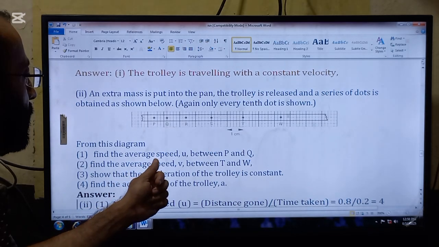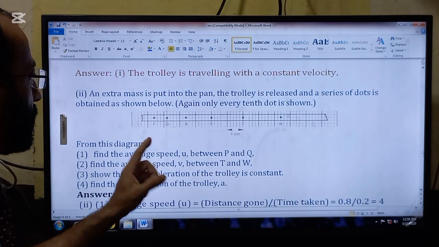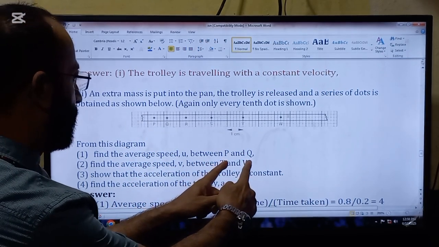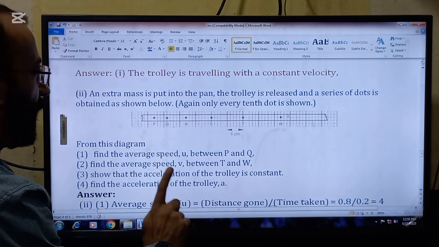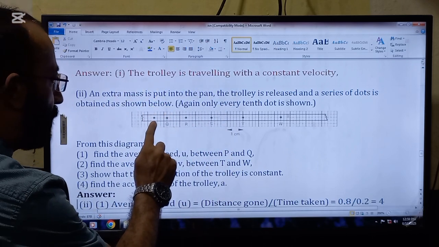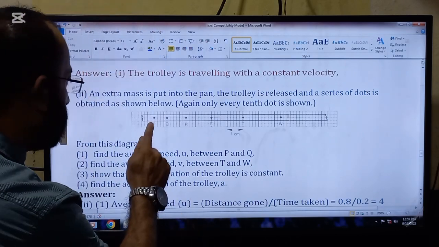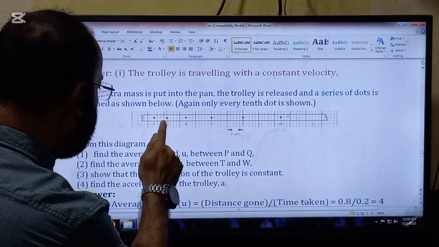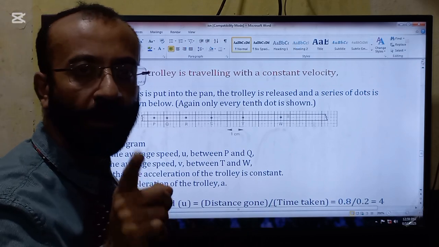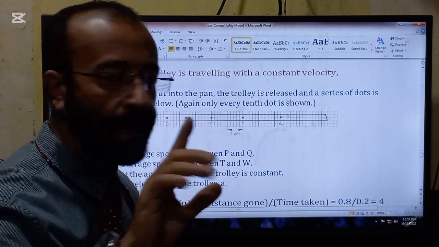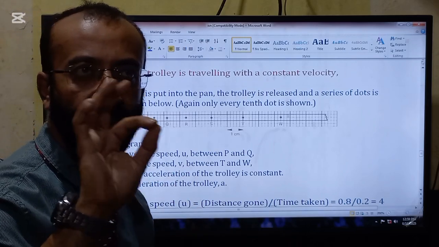Now for finding speed, total distance over total time, so we are going to find the total distance between P and Q, because this is the first part. In the previous part, we decided that every one small box represents 0.2 centimeter. So look, from P to Q, 1, 2, 3, 4 small boxes are there. So the distance between P and Q will be 0.8 centimeter. So the distance is 0.8 centimeter and the time is 1 by 5, that is 0.2.